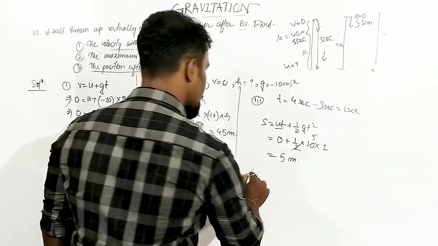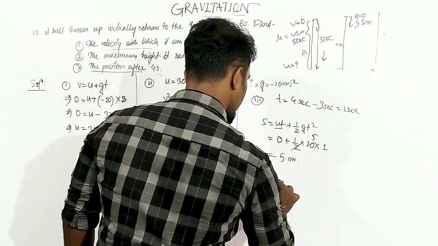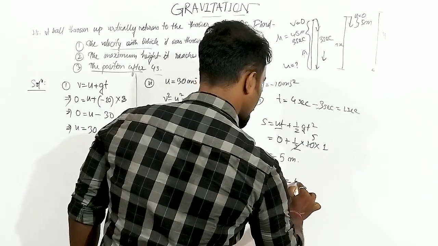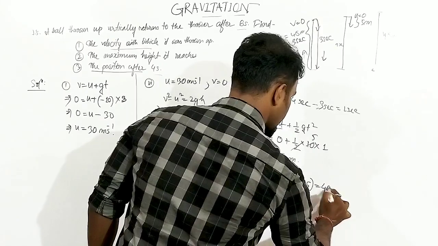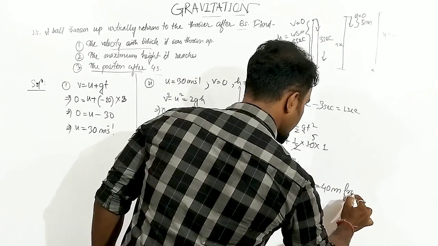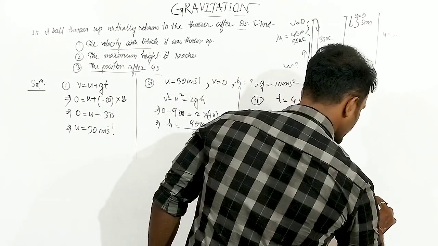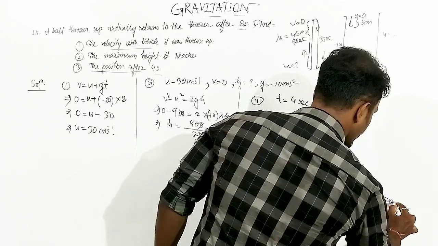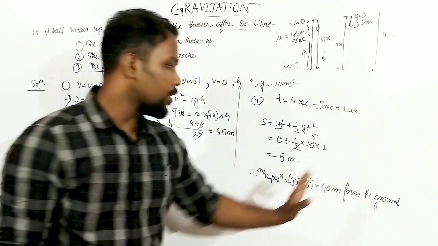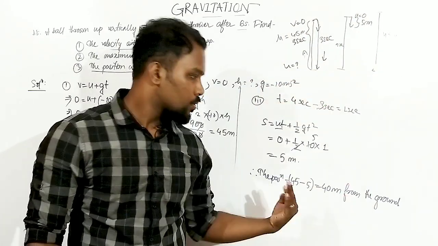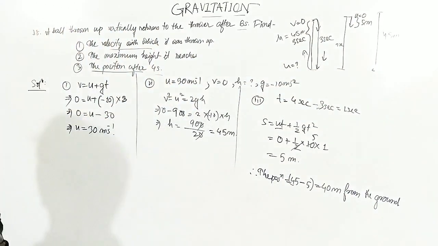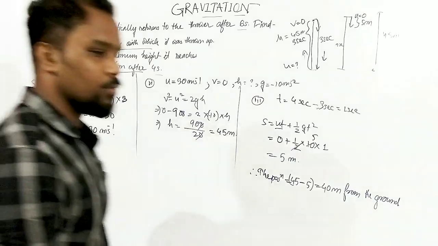So what will the position be? The position will be 45 minus 5 meters, which is what? 40 meters from the ground. You have to mention that it is from the ground. That means you have measured from the ground, not from the top of the tower, right? So that is the answer to this question. Now we are going to move towards our next question.